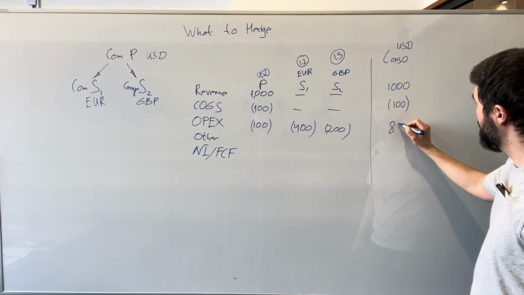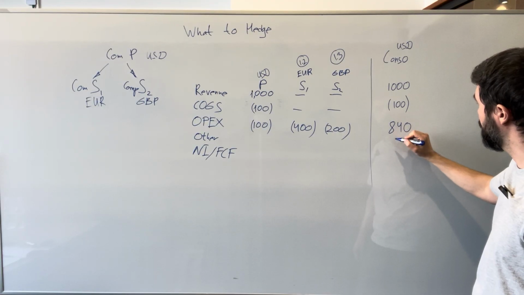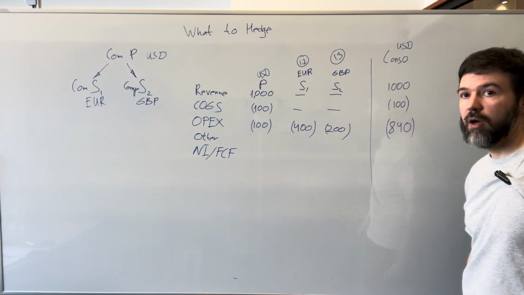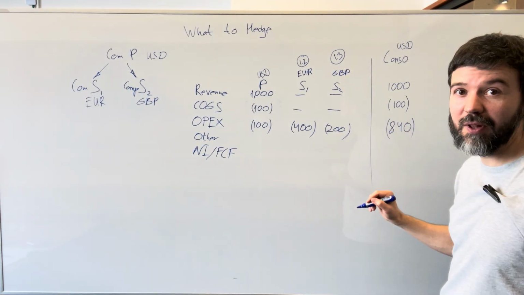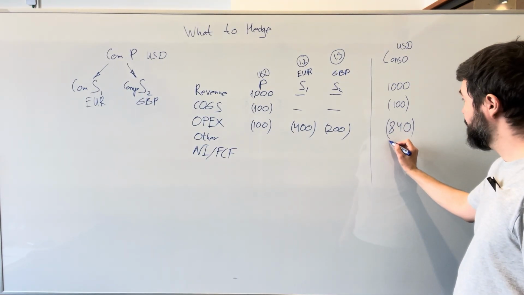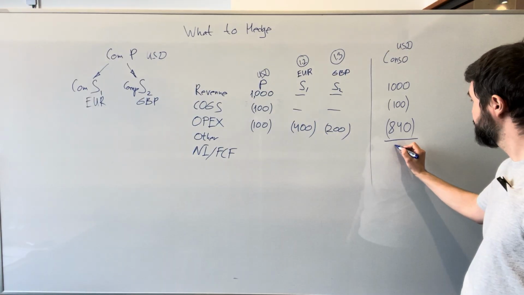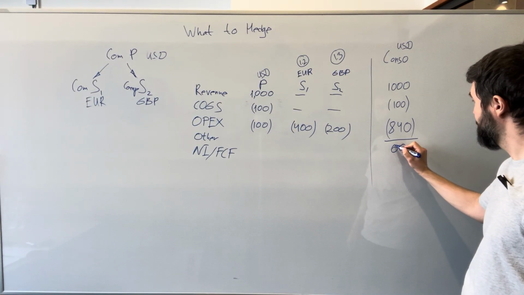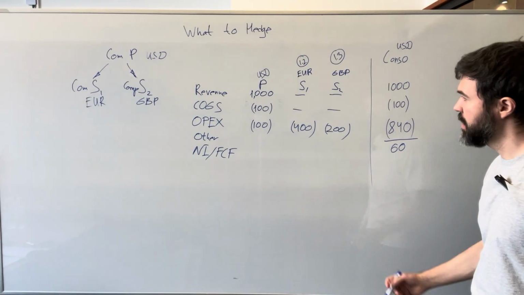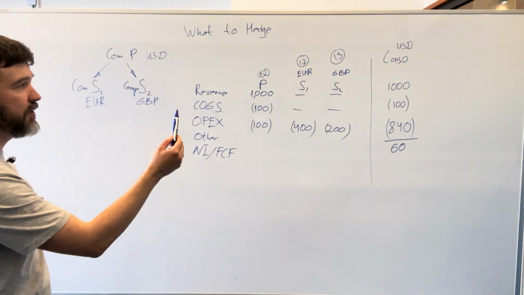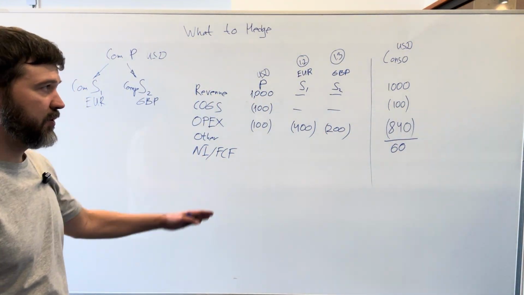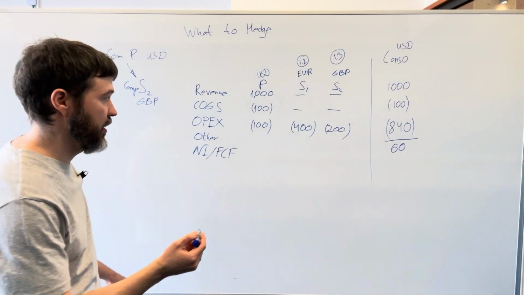It's 840. I've calculated it before. I'm not doing it live. So our net income 60. I mean, I've seen this picture a lot of times. It's more or less the reality.